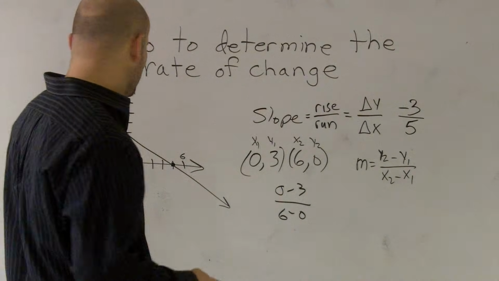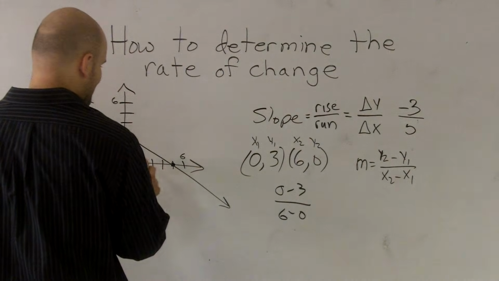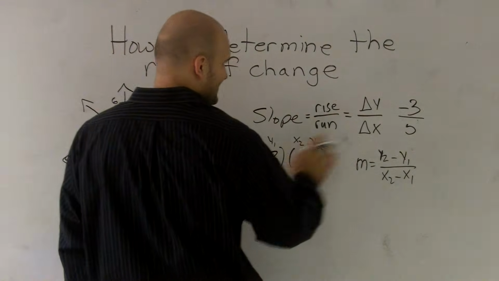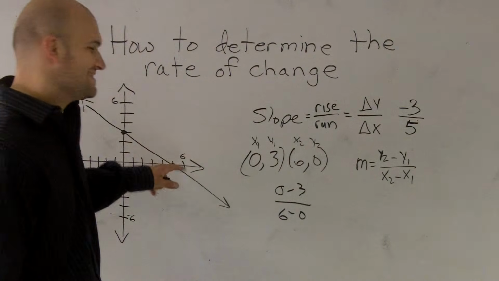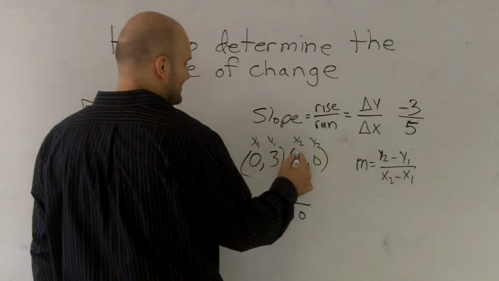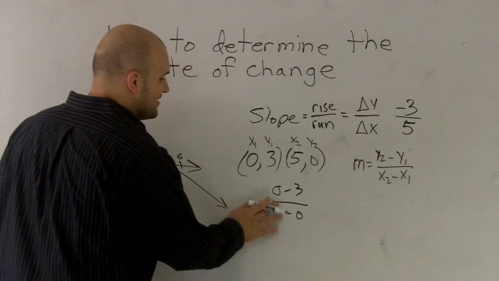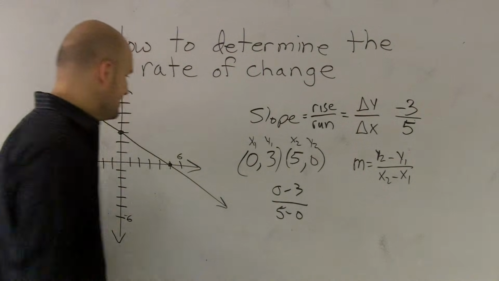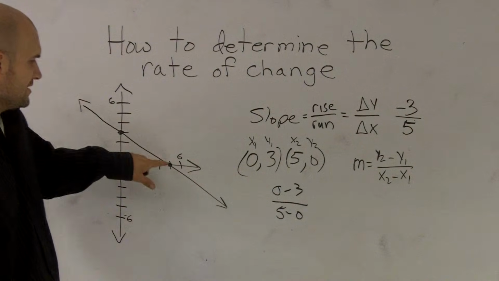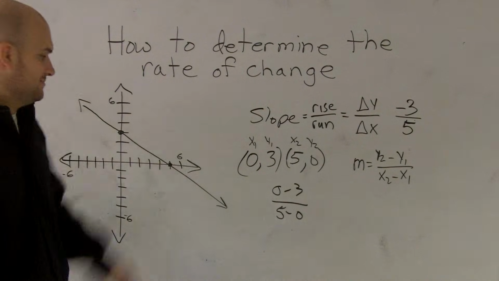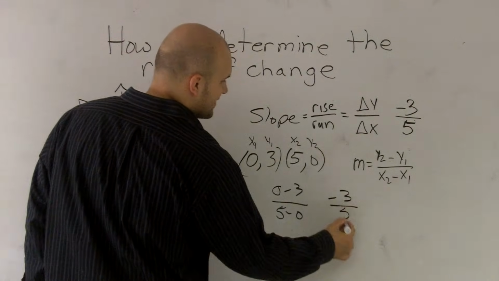Why is that 6? That's supposed to be a 5, isn't it? Yeah, 1, 2, 3, 4, 5. Oh, no, that's not 6, that is a 5. My bad. Your point 2 is not at 6, it's at (5, 0). My apologies, this is going to be a 5. I was seeing the 6 and that's what I was thinking. Your intercept's at 5, not at 6. 6 was my scaling. So 0 minus 3 is -3, and 5 minus 0 is 5.